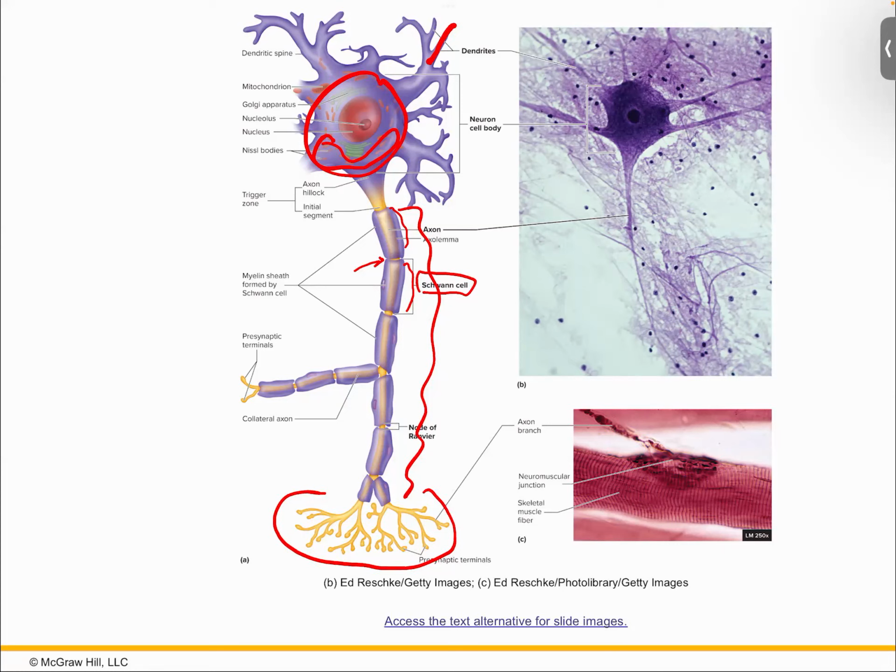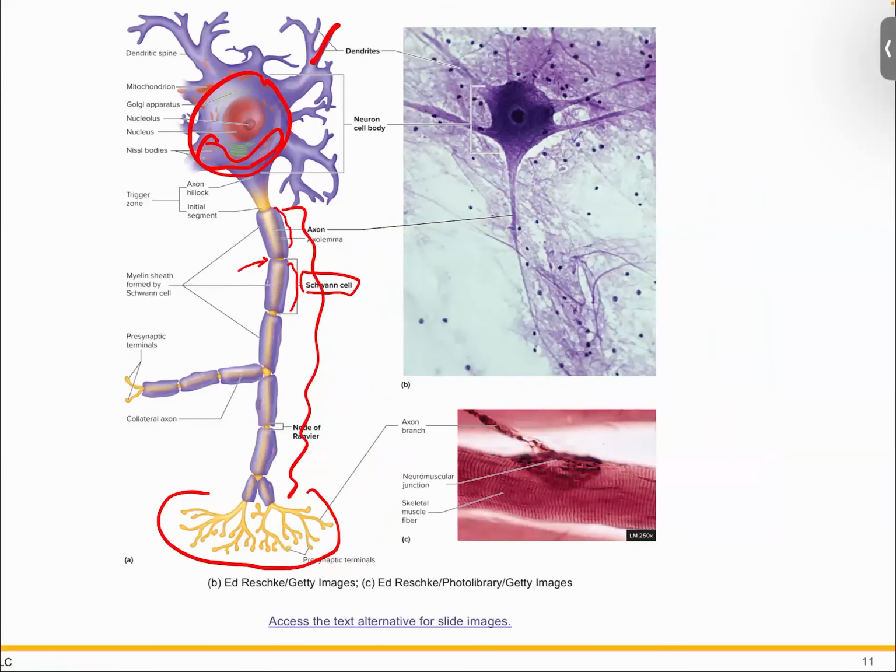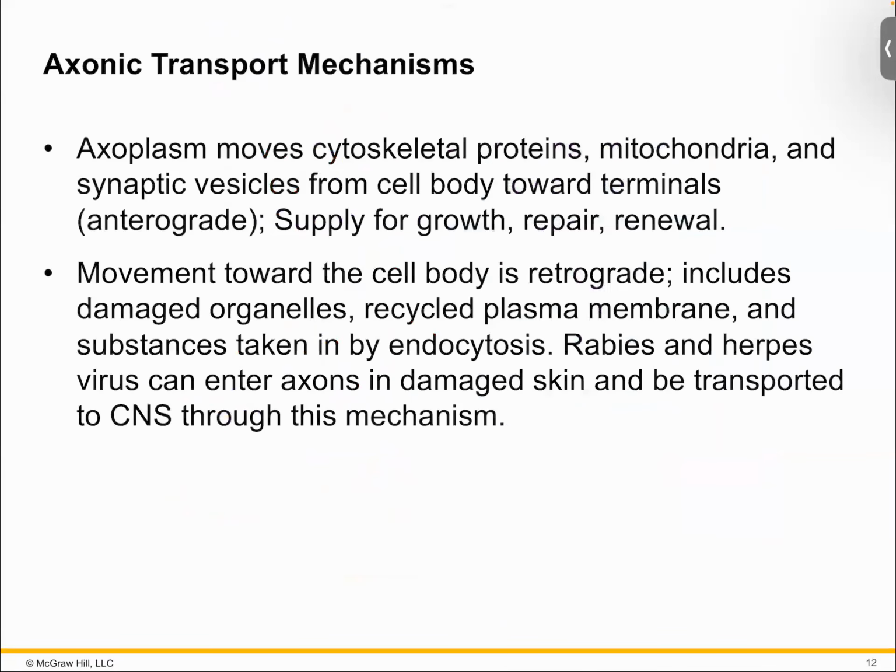Now, in the central nervous system, the cells that do the sheathing are not the Schwann cells, they're the oligodendrocytes, right? Those are the ones that do the sheathing specifically in the central nervous system.